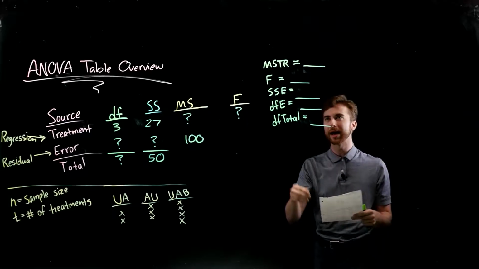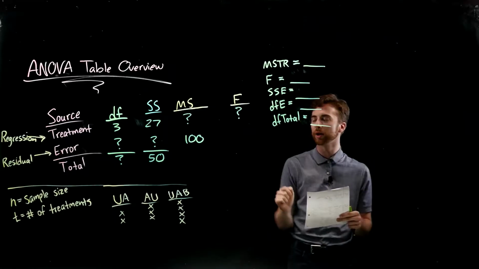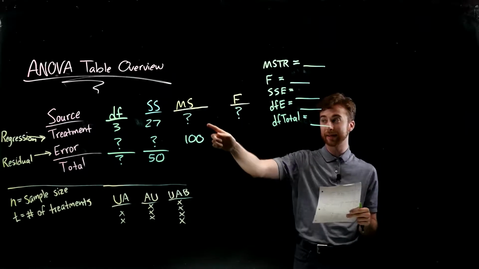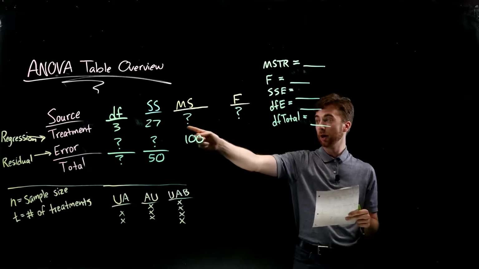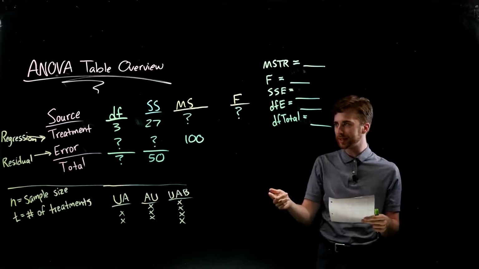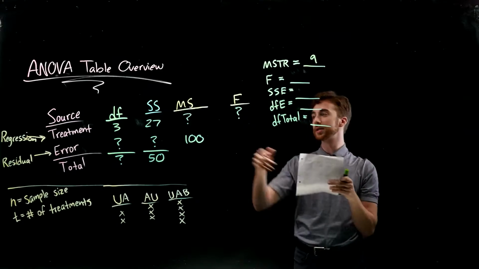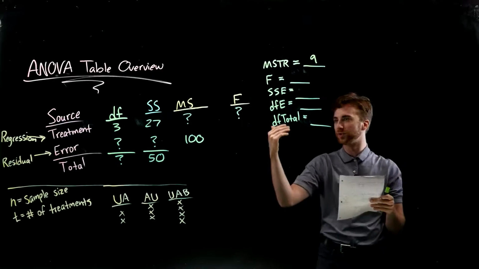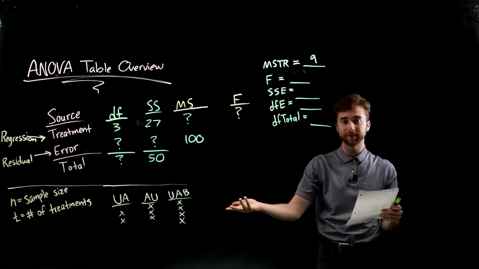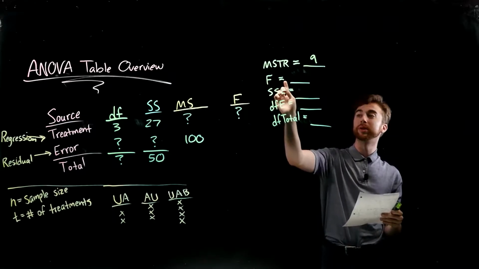And so let's start with that. We're going to start by trying to find our MSTR, so it's this number right here. Well, just a moment ago, we said that with the MSs, you just take what's to the left divided by what's to the left. So if we take 27 divided by 3, we know that our MSTR is going to be 9. So this number right here is going to be 9. Just rely on the formula. You already have the information, just plug it in, and you can keep going. And that's going to help us out in just a moment when we're dealing with F.